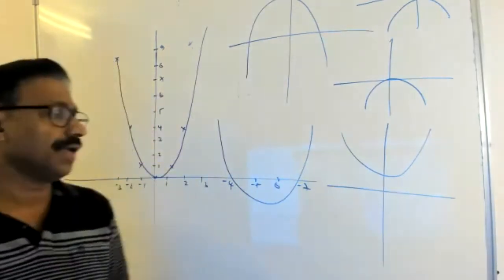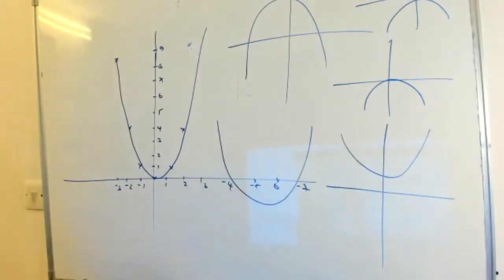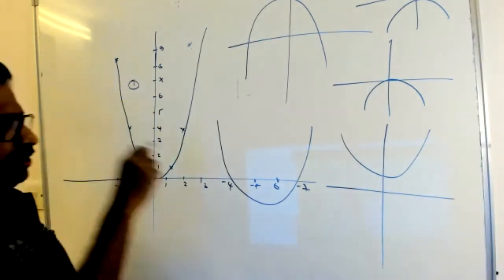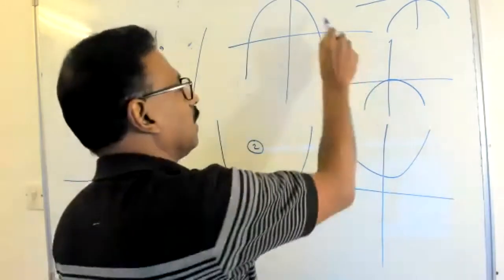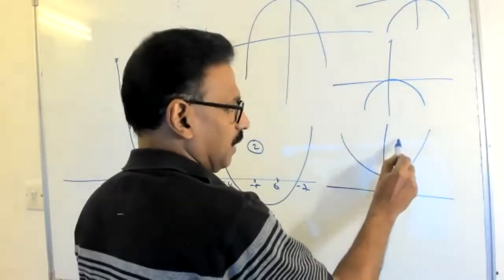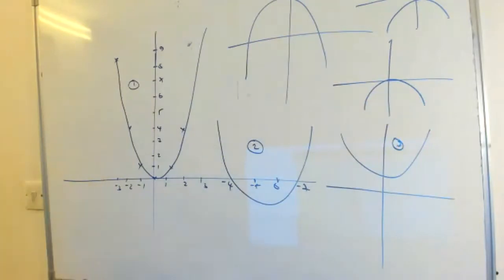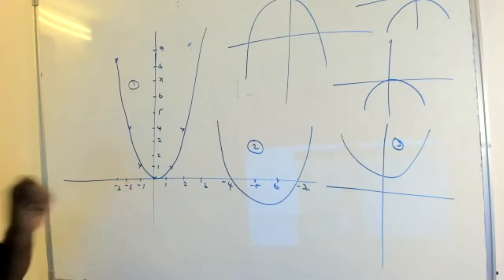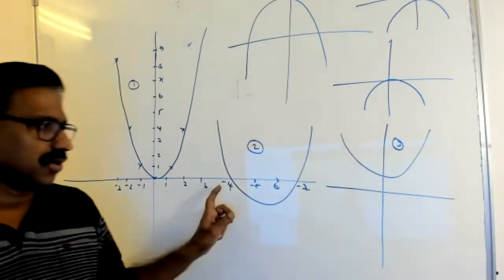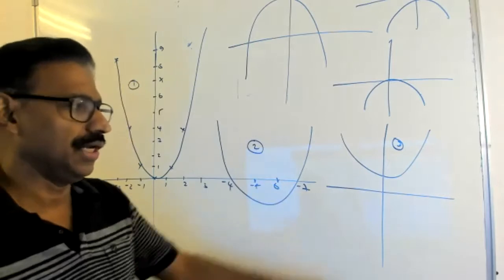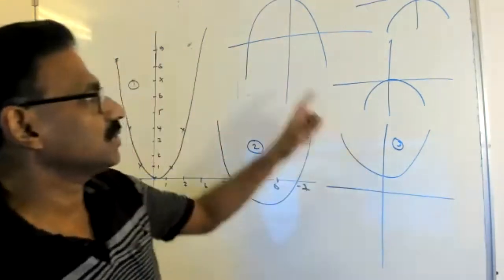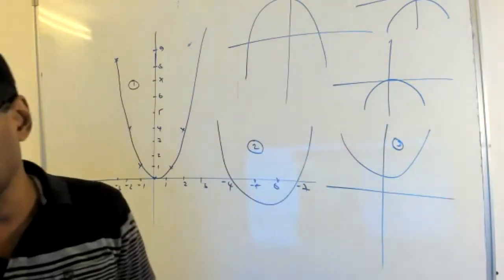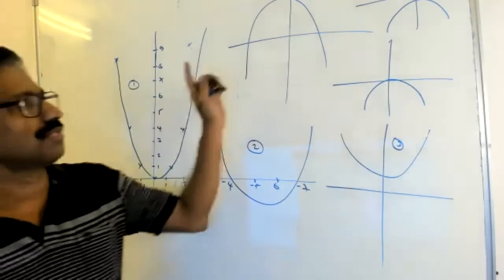Okay, let us see now. Look here. The first one we call figure 1, this is figure 2, this is figure 3. You just compare 1, 2, 3. In the first figure, it just touches the x-axis. Here, crossing the x-axis at 2 places. Here, no touch. Here also the same scenario, but what is the difference between this figure and this figure?